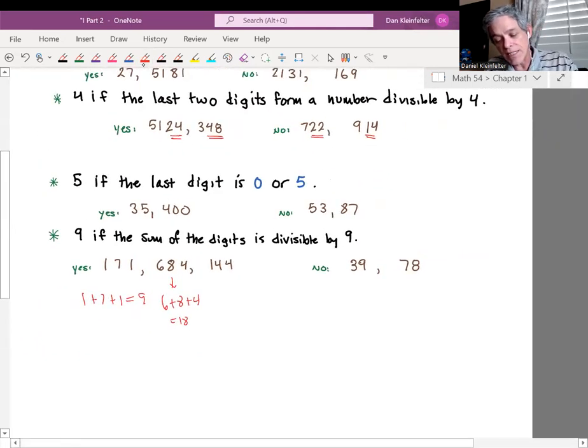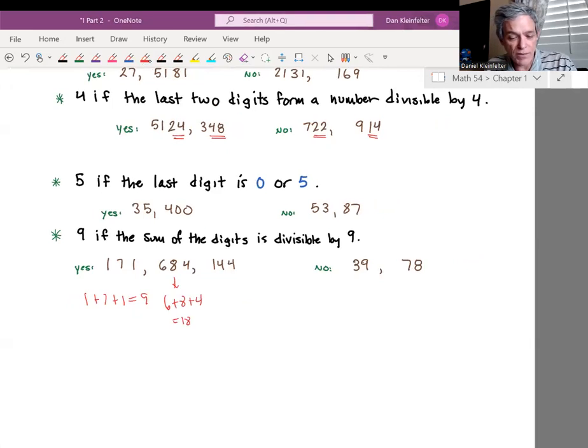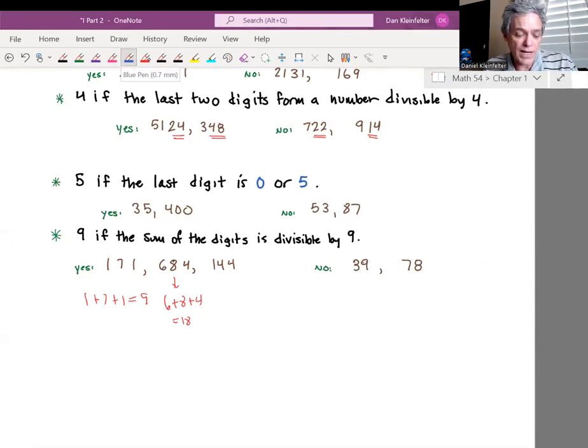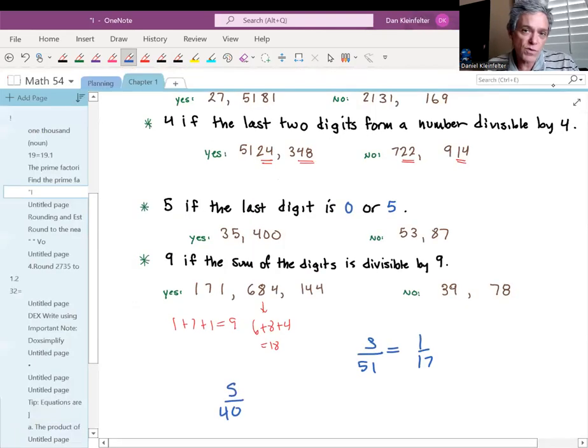Okay, so the divisibility tests are useful, as we'll see when we work with fractions, if you want to simplify a fraction and you need to know, will it simplify or not? A fraction like 5/40ths, you can see that both 5 and 40 are divisible by 5. And so you can divide out that common factor of 5. 3 over 51, that's going to simplify to 1/17 because you know that 51 is divisible by 3, right? So that's the main use for these divisibility tests.